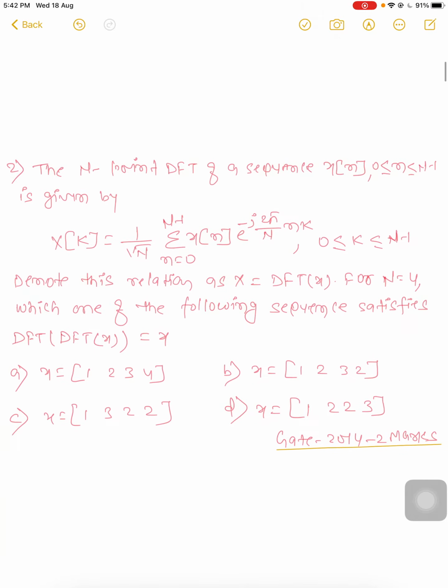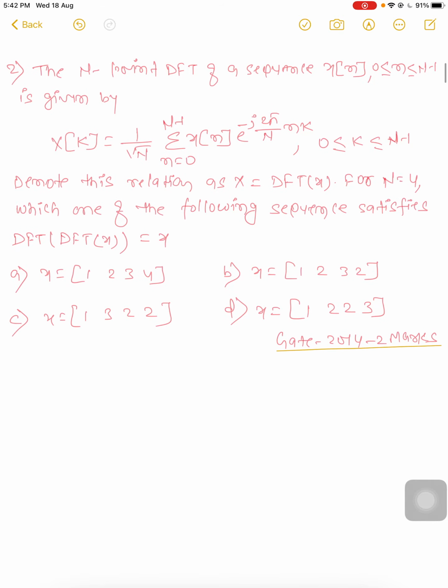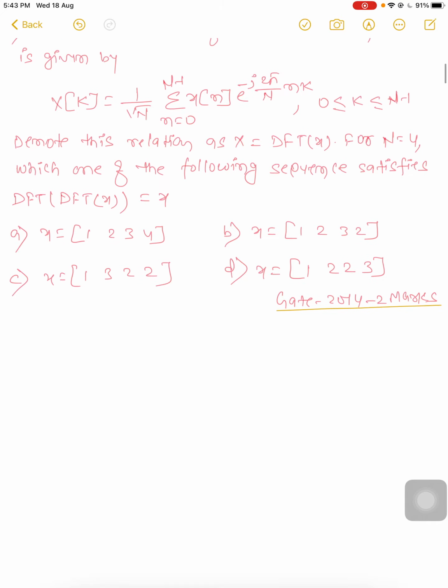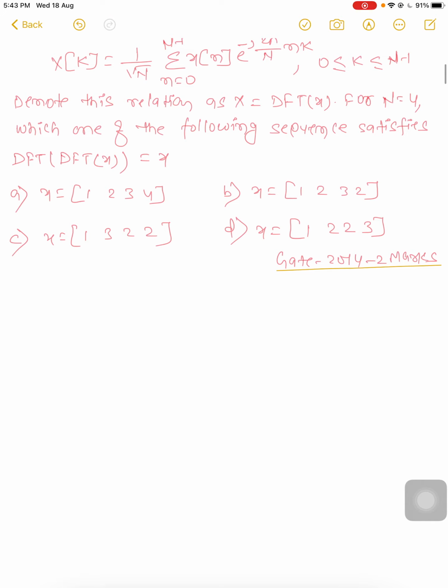Okay, now comes the next question. The N-point DFT of a sequence x(n), for n from 0 to N minus 1, is given as X(k). Denote this relation X equals DFT of x for N equals 4. Which one of the following sequences satisfies the DFT of X equals x?